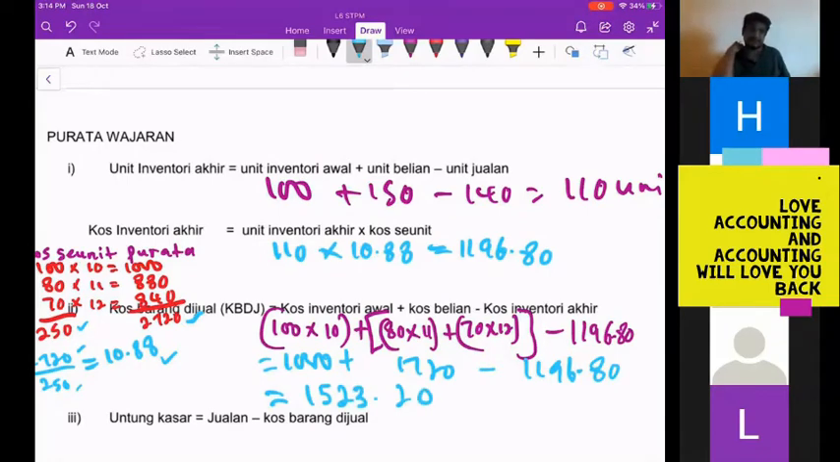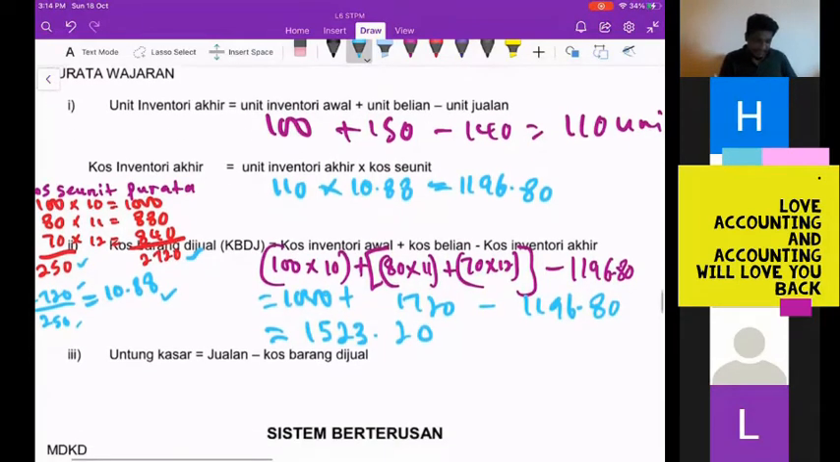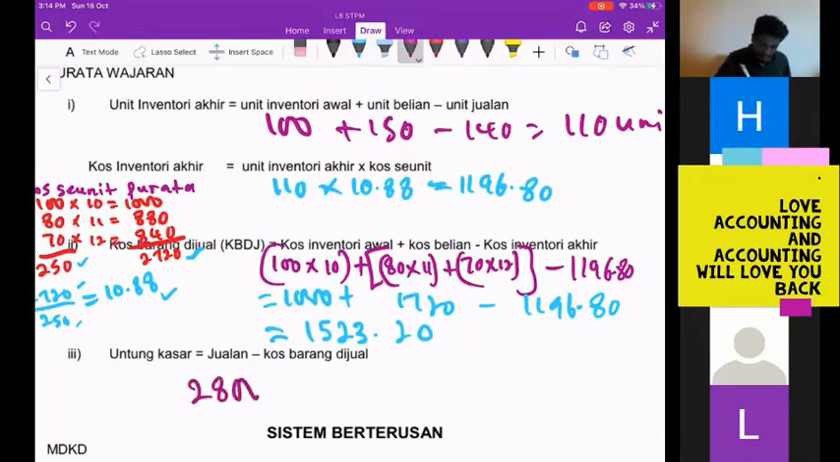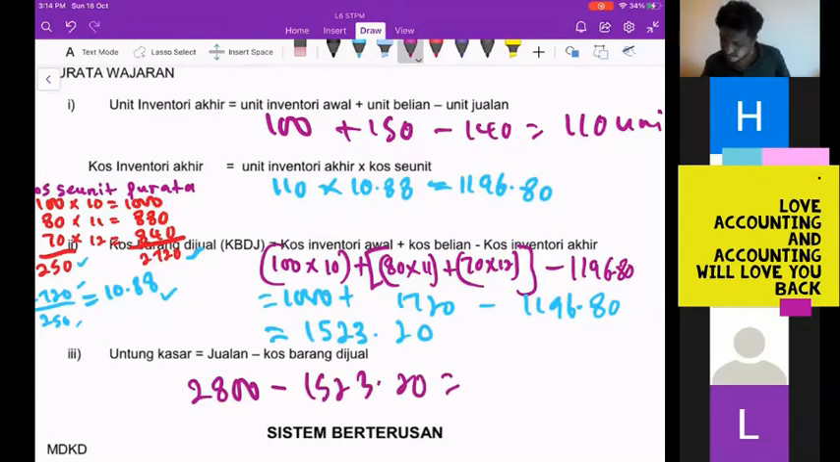$1,523.20. Okay, then untung kasar: jualan tolak kos barang dijual. So my jualan will be jualan 2,800 minus 1,523.20 cent. I get 1,270.80 cent.